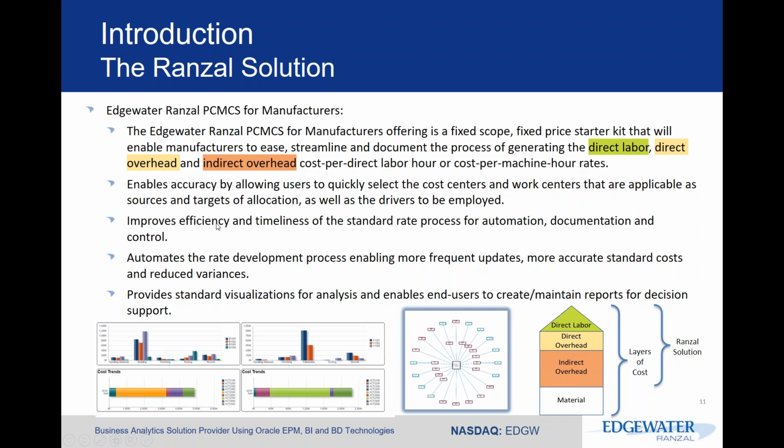In so doing, we provide an efficient and timely method for generating standard rates that can be automated, that's documented, and that's controlled. The process enables the rate development process to occur more often than perhaps it currently does. That leads to better accuracy and reduced variances. And then it leverages the power of PCMCS with many of the standard visualizations provided to do analysis and reporting for decision making. Different kinds of charts, graphics, kind of relating back to our picture. And we'll see examples in the demonstration.